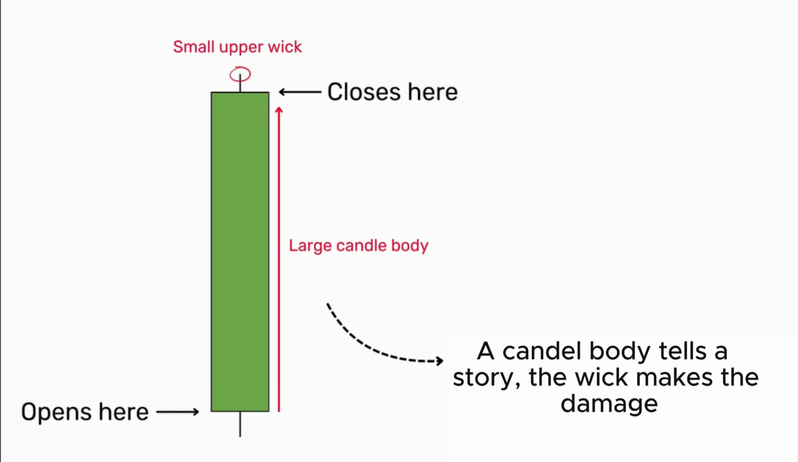A candle body tells a story. The wick makes the damage. One of ICT's most powerful teachings is this: the body tells a story, the wick makes the damage. Think of the body as where the market agrees, but the wick, that's where the manipulation happens. Long wicks usually mean one thing: liquidity was taken. This often happens near equal highs and lows or stop loss clusters. Smart money drives price into these levels, grabs liquidity, then reverses. If you only focus on the body, you miss the real move.